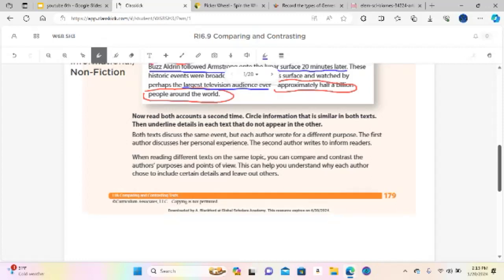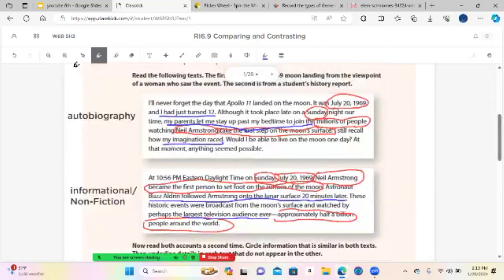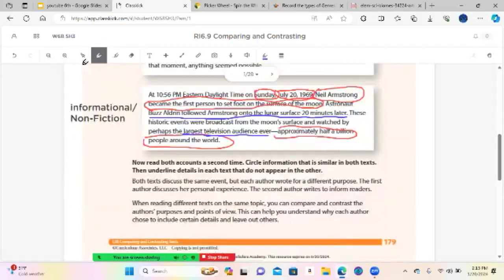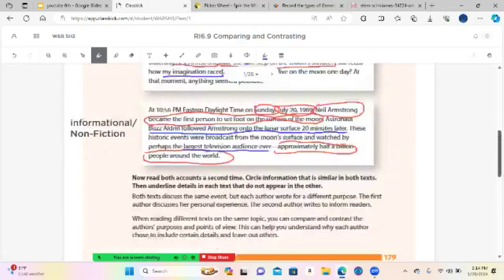So because this one is an autobiography, the author was just focused on relating information that happened to her while she was 12 and she was watching Neil Armstrong taking the first step on the moon. Then this one, the author's purpose was to give information about the events that happened when Neil Armstrong went on the journey to the moon.